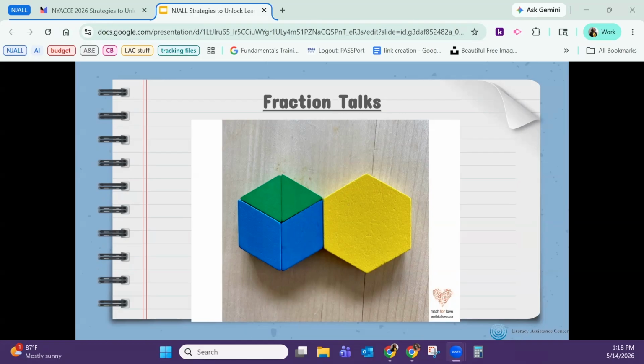There's one whole and one with parts, 3 different shapes being used, 3 colors, 2 hexagons.